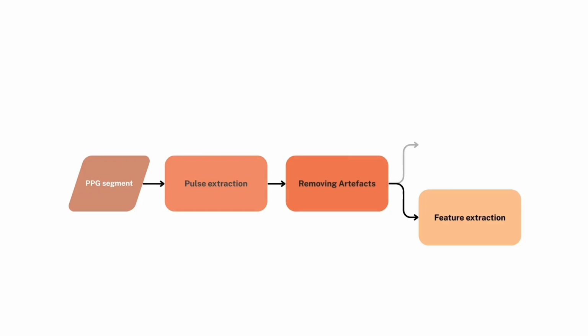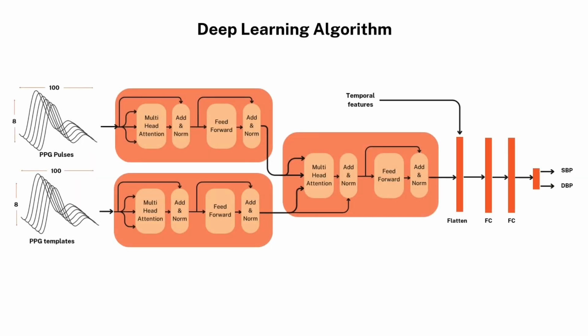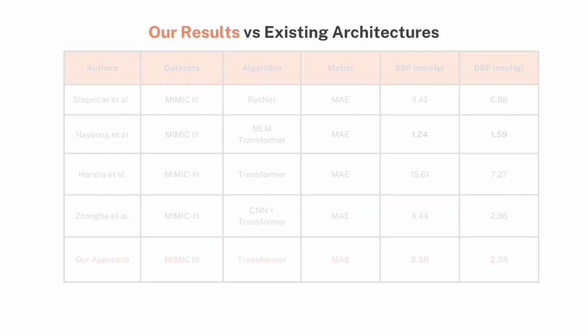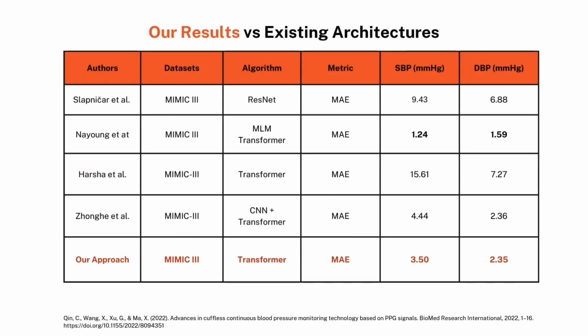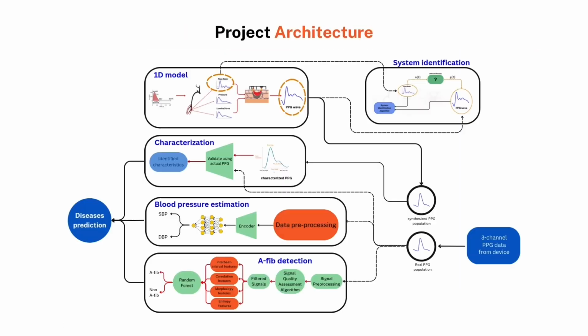The model has two self-attention layers for PPG and template signals, followed by cross-attention to learn interpulse relationships. A dense layer uses these outputs and temporal features to predict blood pressure. This compares our model results with existing literature, showing promising outcomes compared to state-of-the-art models while having a low computational cost. With this, we believe that PPG can be a prominent biosignal for diagnosing cardiovascular diseases in the future.